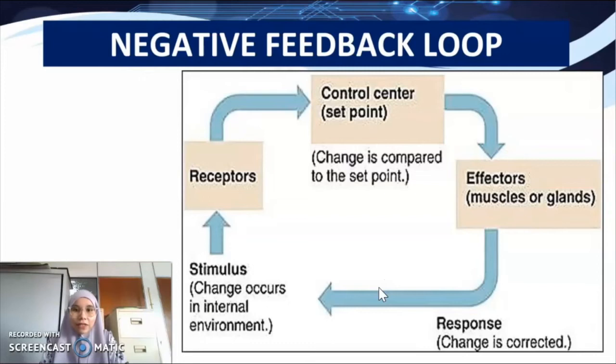So in a negative feedback loop, the receptor will detect the changes or the stimulus and will send the signal to the control center. The control center will compare it to the set point, and after that they will send the impulse to the effector, which are the muscles or the glands. The muscles or the glands will carry out the response where they will correct the stimulus that occurred.